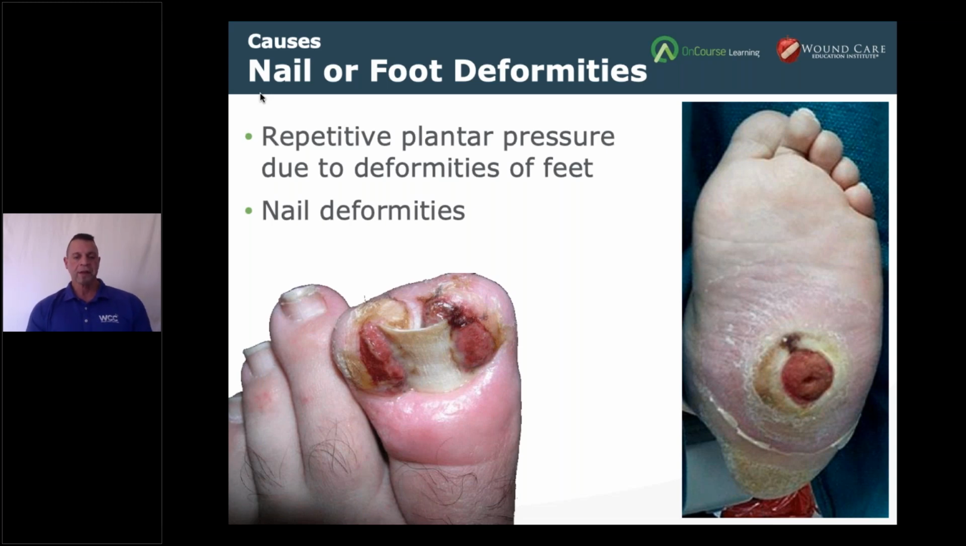Nail deformities, okay? The one in the picture, but then there are other nail deformities where they literally grow and they're not managing their nails properly. They can literally grow right around the toes, start digging into the bottoms of the feet. There's all kinds of different nail deformities that can result in tissue trauma.